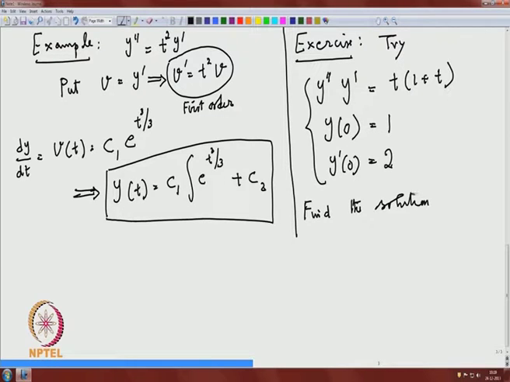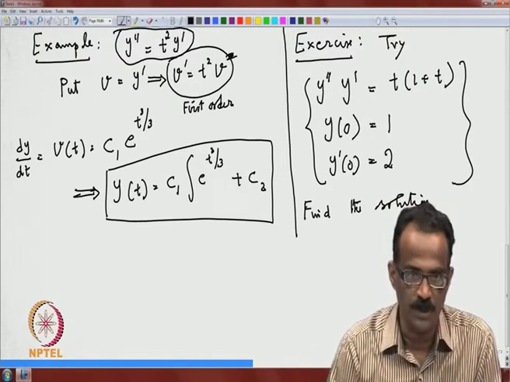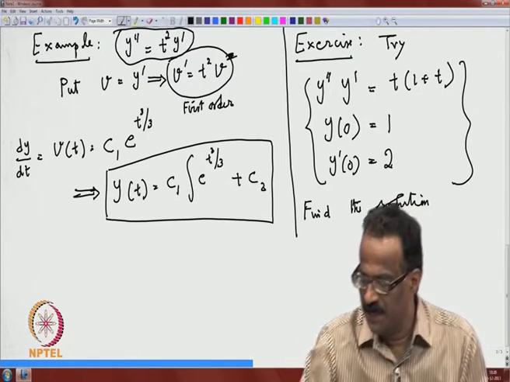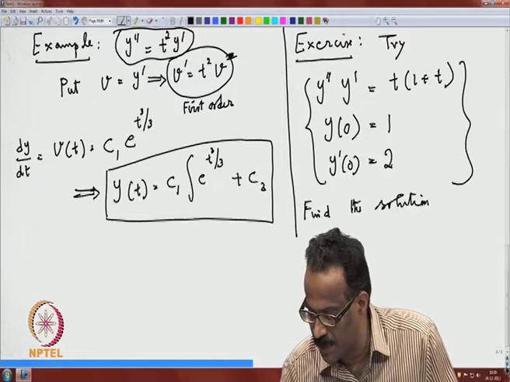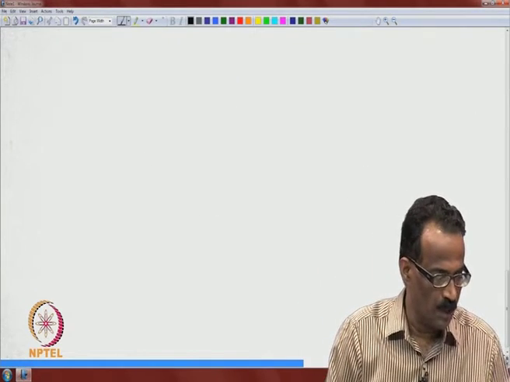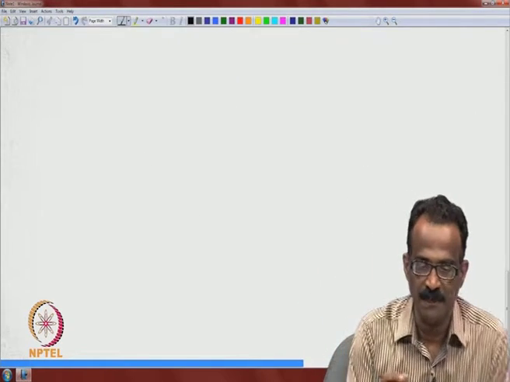This is because of the special form. As you see, because there is no y here, you are able to bring it down to a first order equation, solve it, and then you will get another first order equation, and then find the solution to it. With these 2-3 examples, now we will go to what is called the exact differential equation.